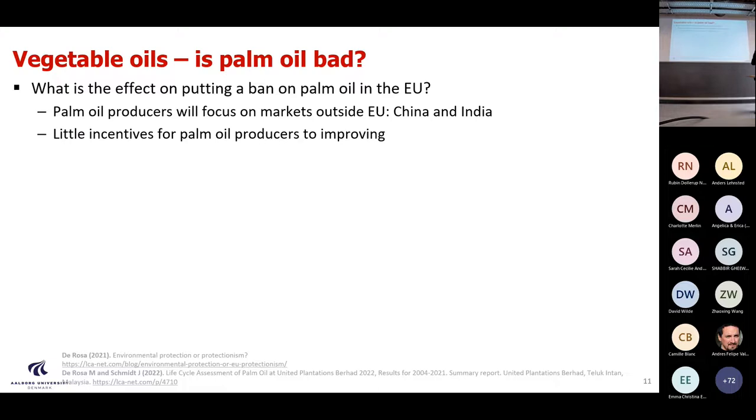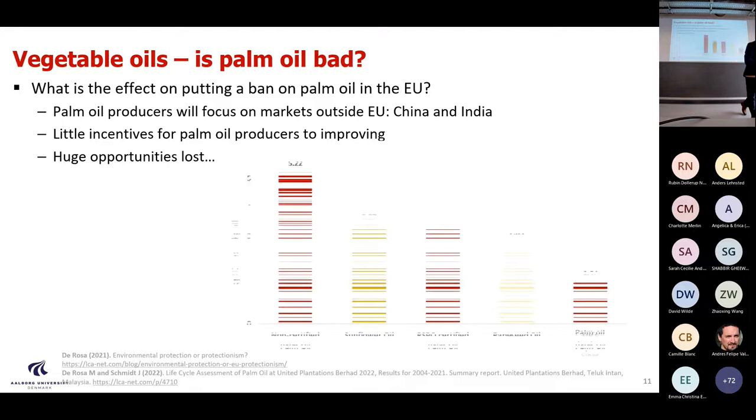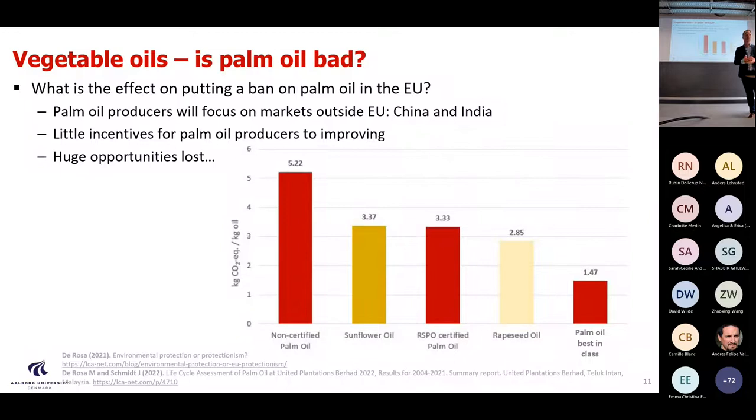Then when they are moving the focus to these countries instead, there's not the same focus on environmental improvement as we have in the EU. So they have little incentives for making improvements or having a cleaner production system. So by doing that, there are huge potentials or opportunities for reducing emissions lost.